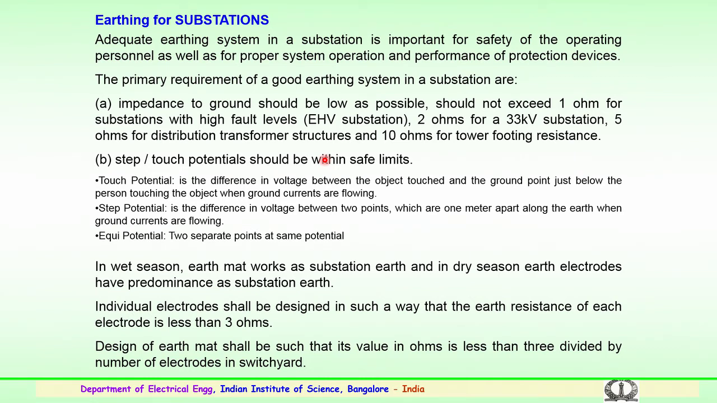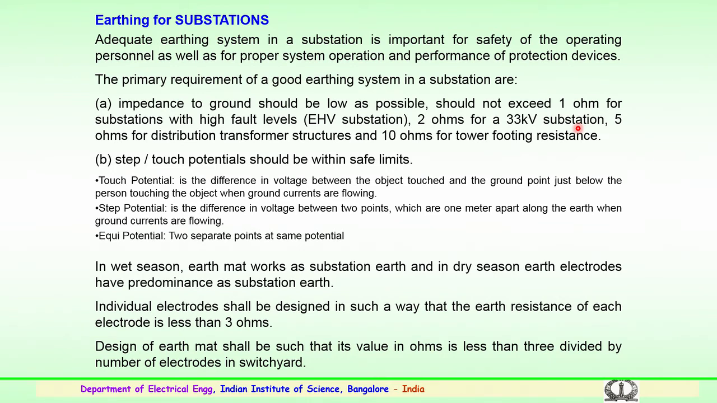So, the primary requirement of a good earthing system in any substation is that the impedance to the ground should be as low as possible, and should not exceed 1 ohm as specified by the standards for substations with high fault levels, particularly for extra high voltage systems. In case of distribution type of substations, typically 2 ohms for 33 kV, 5 ohms for distribution transformer structures and 10 ohms for tower footing could be permitted by the standards. So, as the voltage level goes up, it should offer a very low impedance as far as possible.